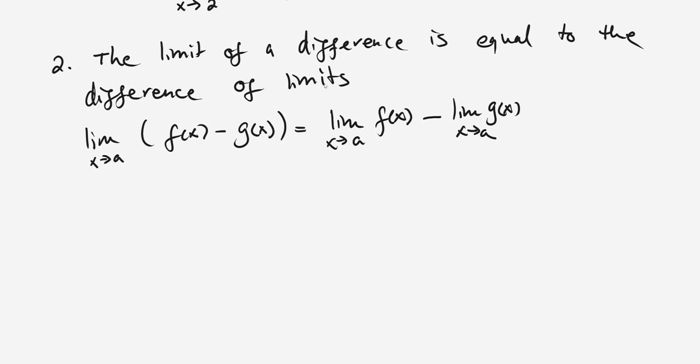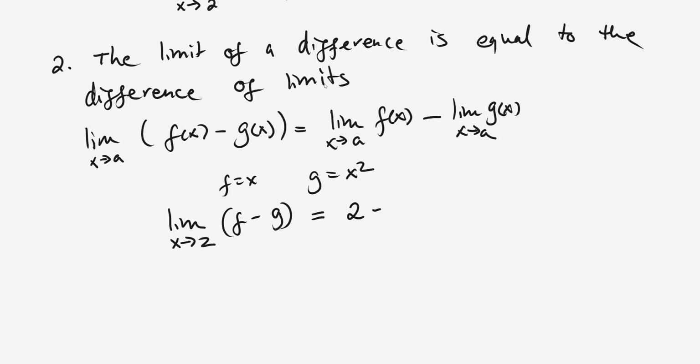So in our previous example where we were looking at f equals x and g equals x squared, if we take that same limit, the limit when x goes to 2 of f minus g, in this case now we can say our first limit is again 2, and we're going to take minus our second limit, which is 4, so that would be negative 2. So again, simple example for a pretty simple and intuitive rule.